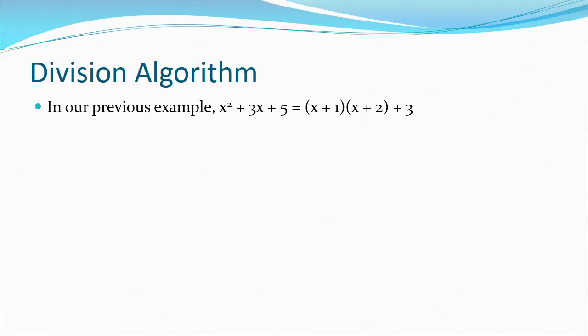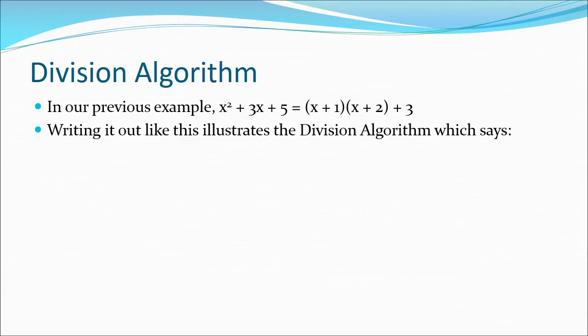So in our previous example, the one we just did, we can tell that x squared plus 3x plus 5 is what you get when you multiply x plus 1 times x plus 2 and then add 3. Now, when we write it out like this, we're illustrating what is called the division algorithm.